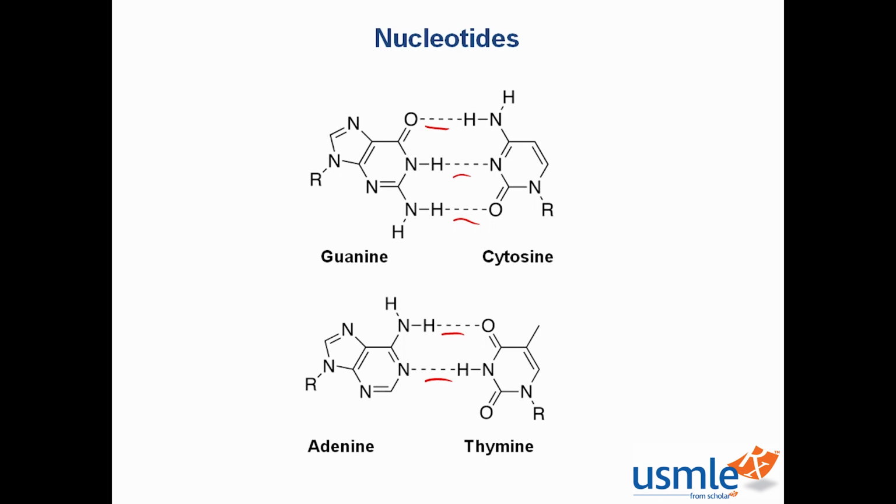So which type of pairing is stronger? That would be the GC bonds, which means it requires more energy to separate DNA strands that are rich in Gs and Cs, compared to those that are rich in As and Ts.